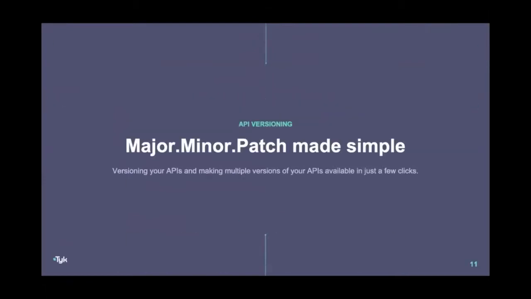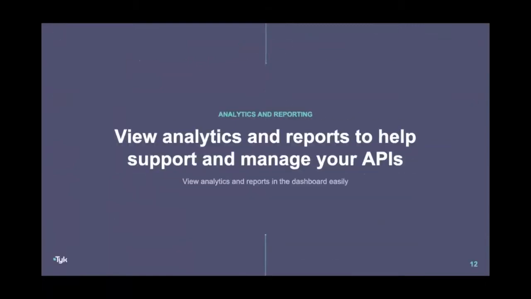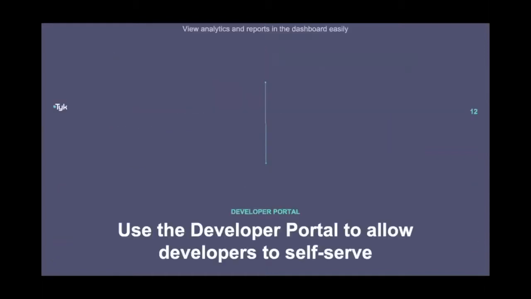Then we have API versioning, which is Major.Minor.Patch made simple. So you're able to version APIs in a few clicks. Analytics and reporting, again, leveraging that MongoDB storage component that we talked about, where you're able to pull in these analytics and create reports that support and manage your APIs.